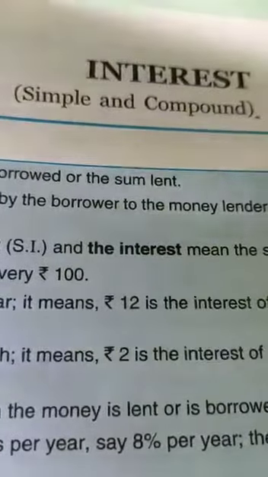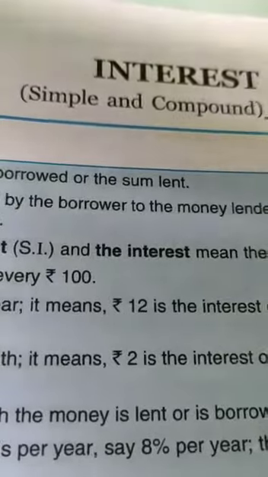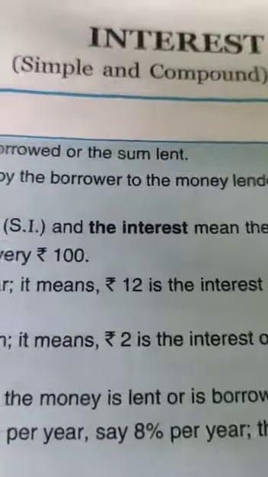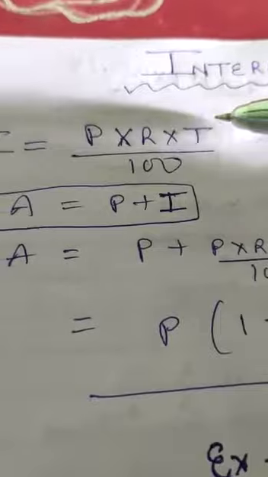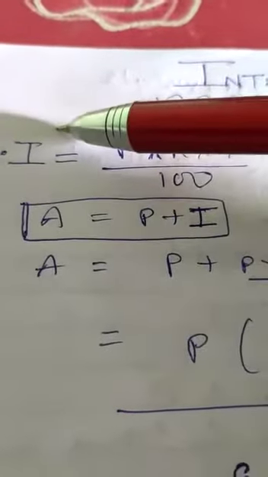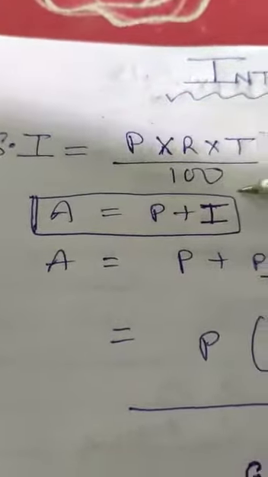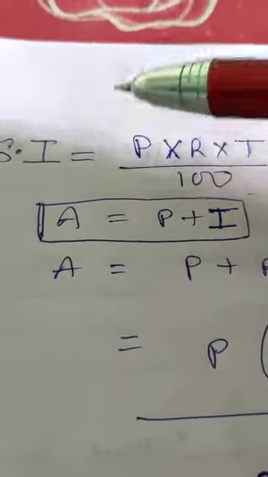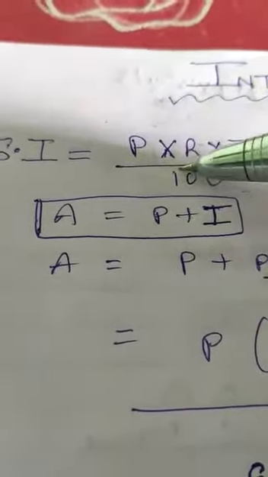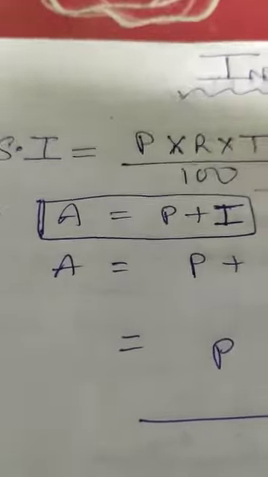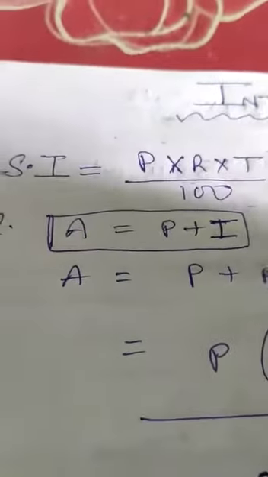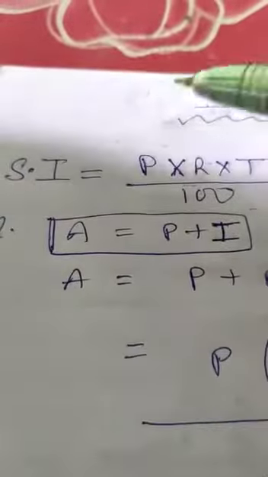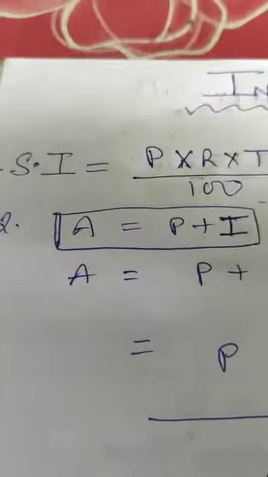You have already studied interest, principal, rate, time in standard 7. Once again, just see the formula. What is interest, what is principal, what is rate, what is time? Let's revise once again. Simple interest equals PRT by 100. So what is principal, children? It is the money, or you can say the sum borrowed or the sum lent. The money which we can borrow or which we can lend, that sum is known as principal.